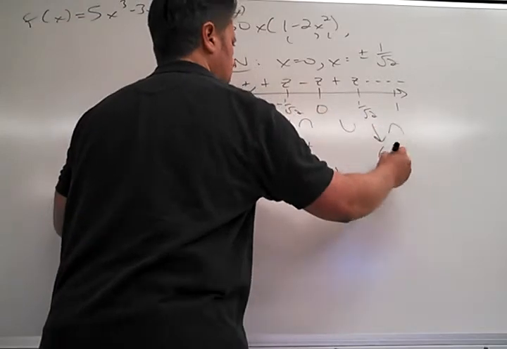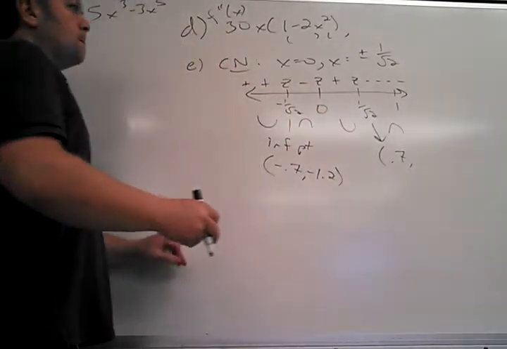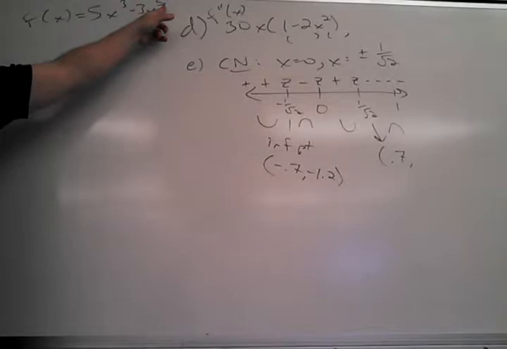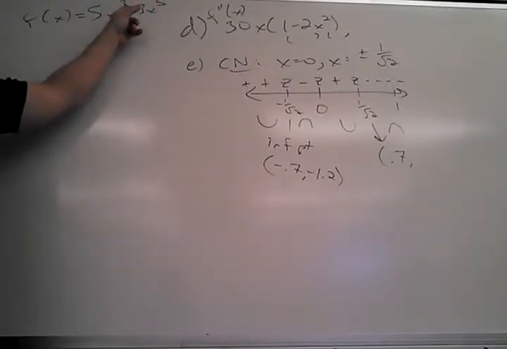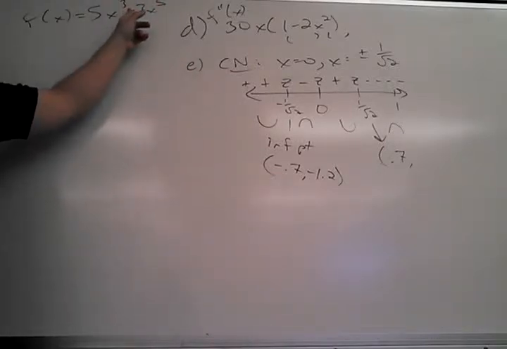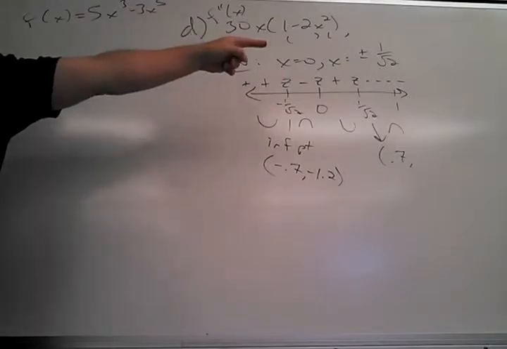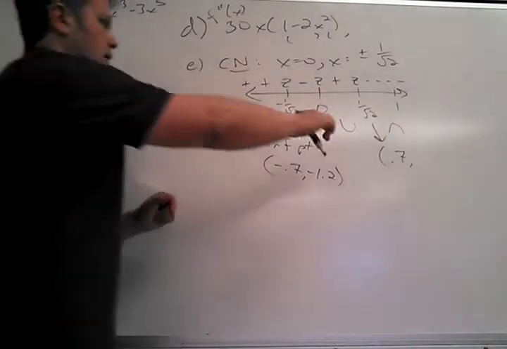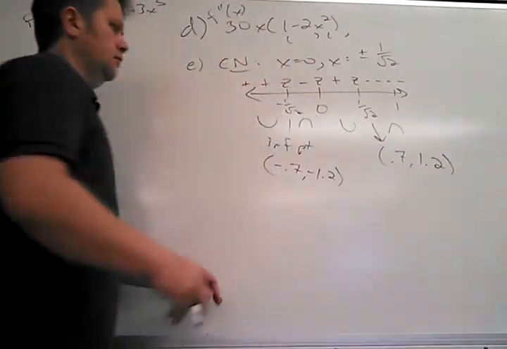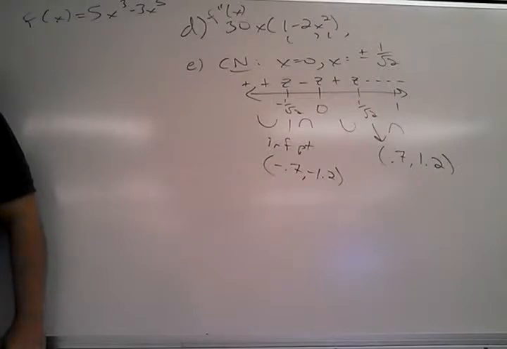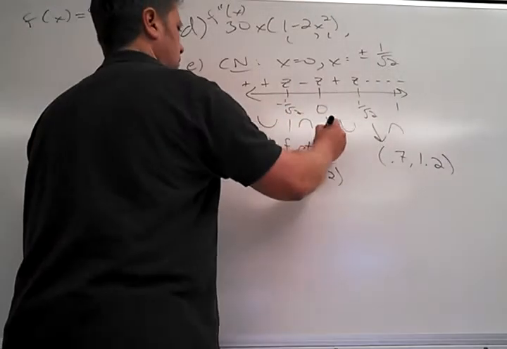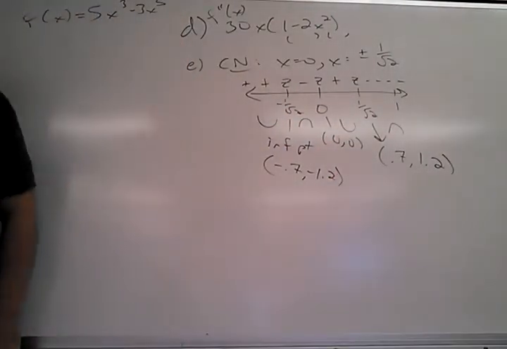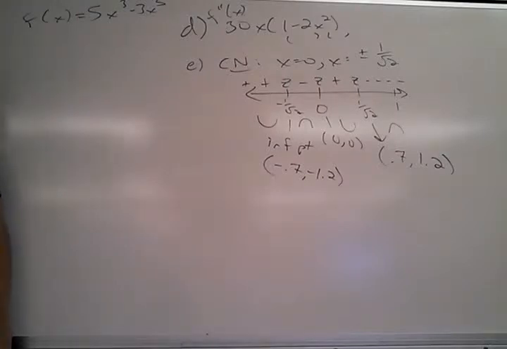What's this going to be then? Anybody can tell me this will be 0.7? Yeah, because you guys see this is opposite. These are odd powers, so if I put a negative value in, it's just the negative of what the positive value would be. So this will be positive 1.2. And then 0, of course. Awesome. So those are my 3 inflection points.